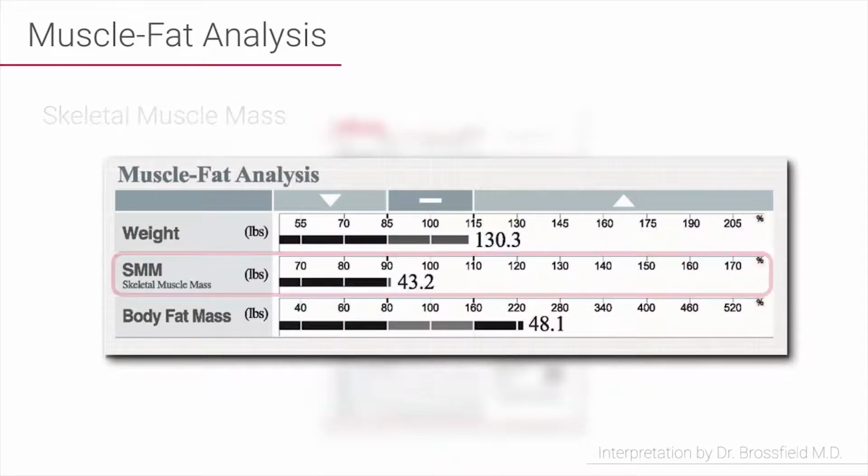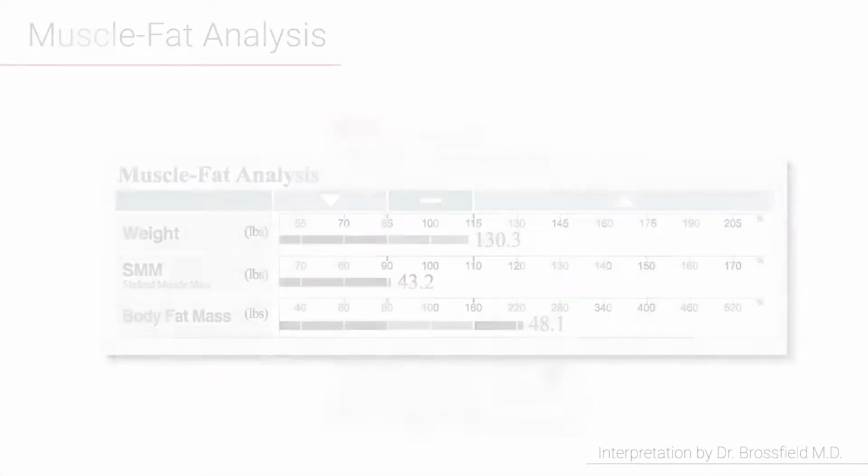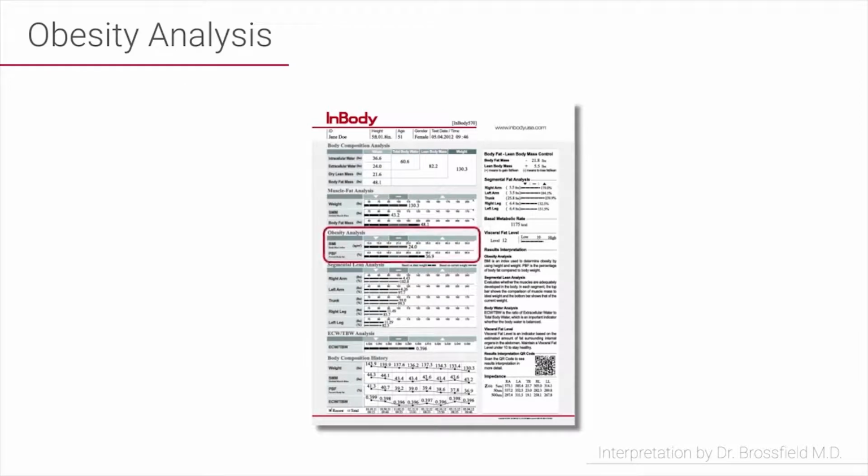If you drop to the next line, the body fat mass, which is the bottom line in the muscle fat analysis box, is also an indicator of how many pounds of fat you carry in your body, and you'll be able to see by where that line reaches whether you're in the under fat, normal fat, or over fat range. The next section of the results sheet is the obesity analysis section.